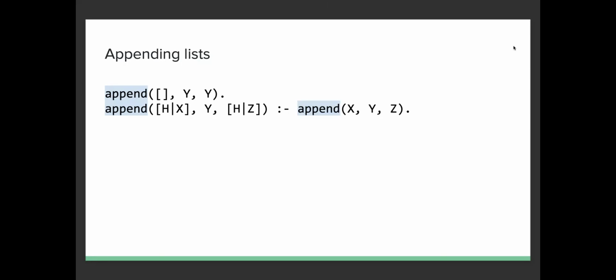Should make sense, but let me know if you have any questions here. So again, we treat the third argument as the return value. The inputs are the first two arguments. And if the first input is a non-empty list with head H and tail X, then we get the result list by having H, and then Z is going to be the result of appending X and Y. Yeah, a question?